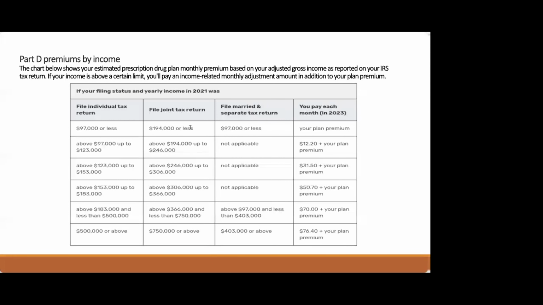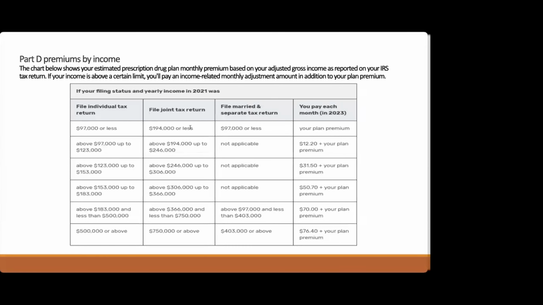Okay, so Part D premiums by income. We'll talk a little bit more about Part D soon, but Part D is basically the part of Medicare that covers prescription drugs. So in the previous slides, we talked about what Part A is and all of those things that it covers, what Part B is and all of those things that it covers. Part D is specific to prescription drugs.